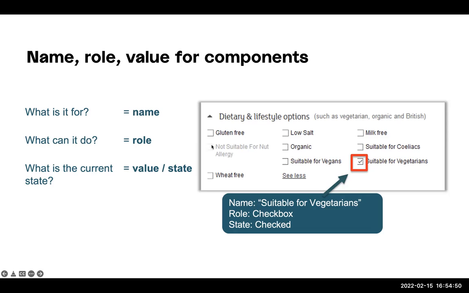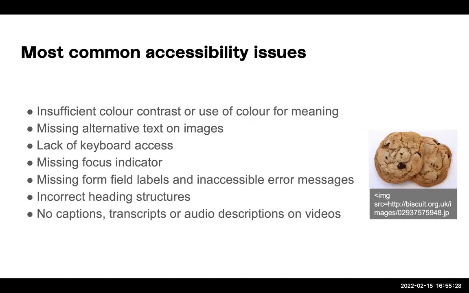Which is visually indicating that it is dimmed or inoperable. So I would reckon that the name should be not suitable for nuts allergy. The role is checkbox as well, because it is a checkbox. The state, whether checked or unchecked, I think it's disabled. So now I know that this element, without seeing it, is disabled, and I'm not able to operate it. So this is when we talk about the name, role, value and how robust the content should be in front of assistive technologies.